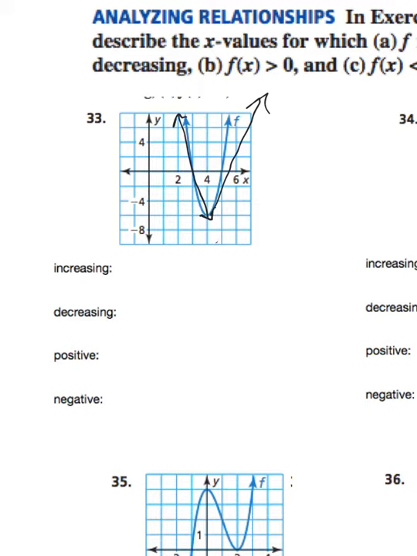So increasing means it's going upward, and decreasing means it's leaning to the left and going down. Okay, so let's go ahead and denote where this thing is increasing, where it's decreasing, and then see when it is above the x-axis or below the x-axis. If we can understand this, we can understand.